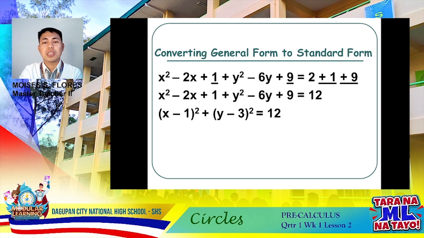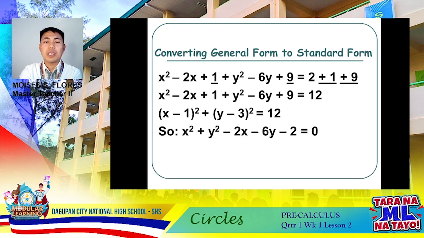You notice now that it's a perfect square. So factor it out. We have x squared minus 2x plus 1. When you factor it, we have x minus 1 quantity squared. The same is true for your variable y: y squared minus 6y plus 9. We factor it, and we have y minus 3 quantity squared equals 12.